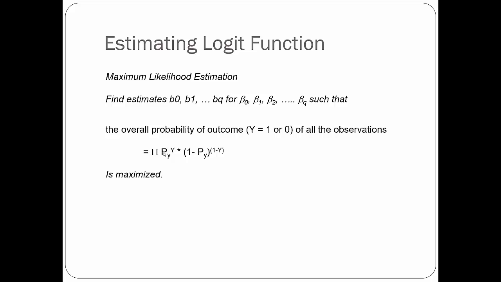And that function needs to be maximized. So we want to find b sub 0 through b sub q values such that this function is maximized, and that's why it is called maximum likelihood function. Okay, let's see how we can set this up.